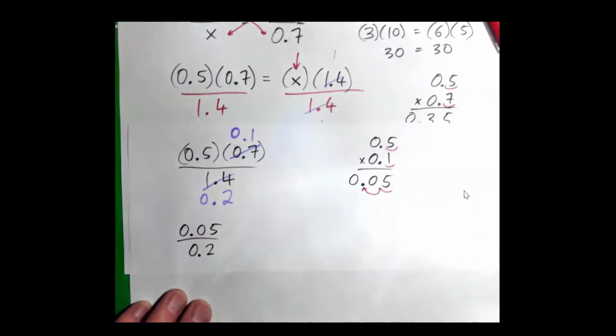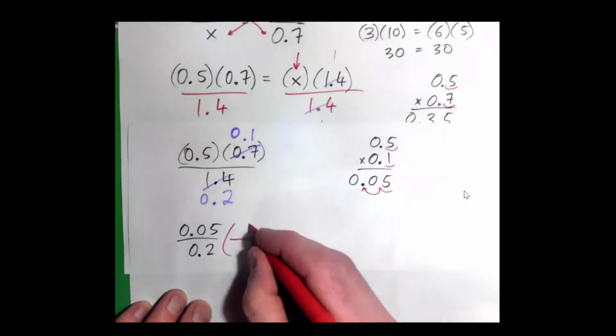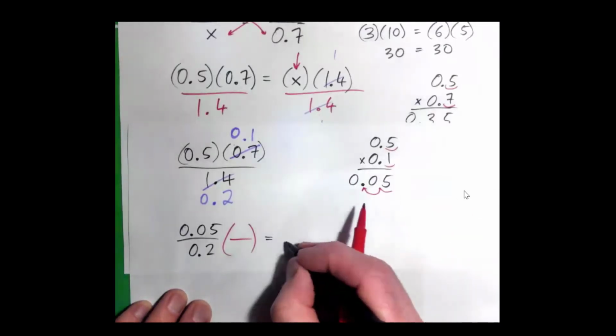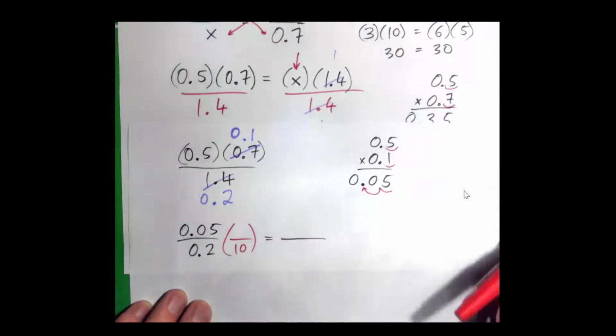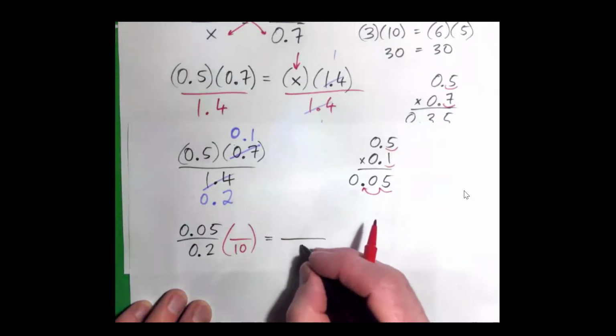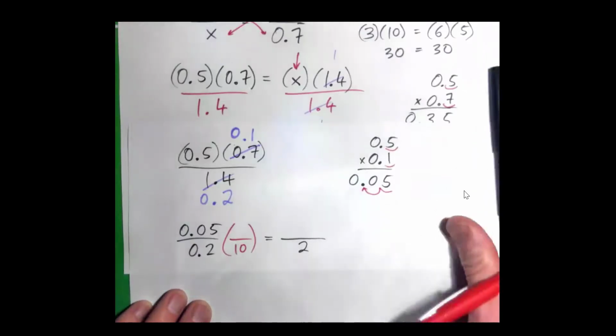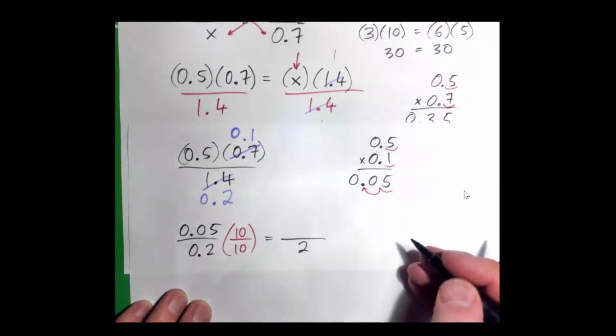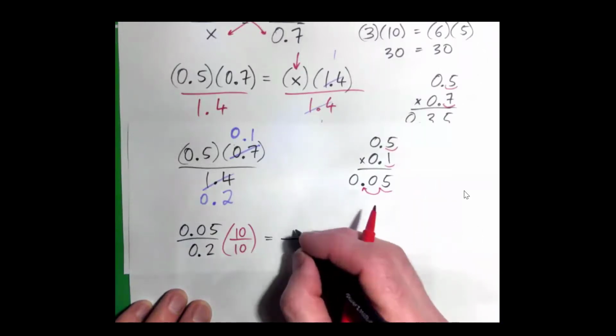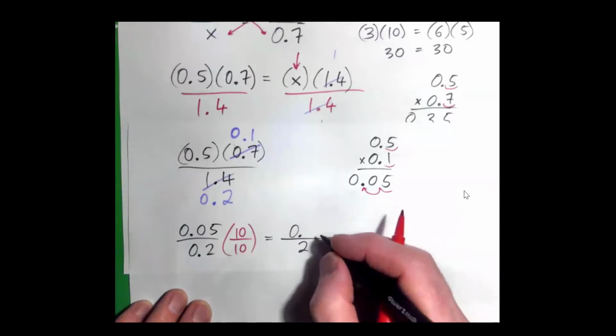Now, how do I make sure I don't have a decimal on the bottom here? Move it over 1 spot, multiplied by 10. Multiply the bottom by 10. So 0.2 times 10 is 2. And I must multiply the top by 10. What's 0.05 times 10? The decimal would go over 1, so it'd be in front of the 5. Yep, 0.5.